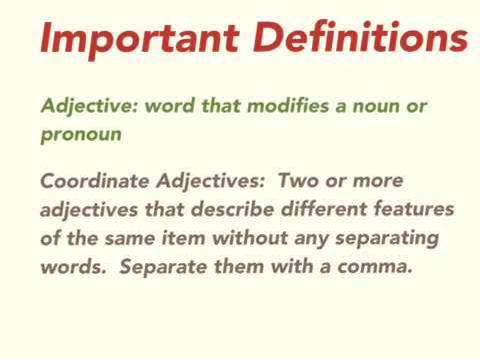A coordinate adjective, or coordinate adjectives, are two or more adjectives that describe different features of the same item without any separating words. You need to separate them with a comma. That's a wordy definition. Let me show you what it means.